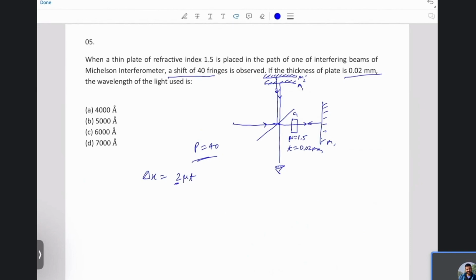And the increase in path length will be this subtracted by the actual path the light is traversing, which is 2t. Correct? So we can take 2t common. This is the path length difference which is now introduced. Is it fine? Or do you have any question here?